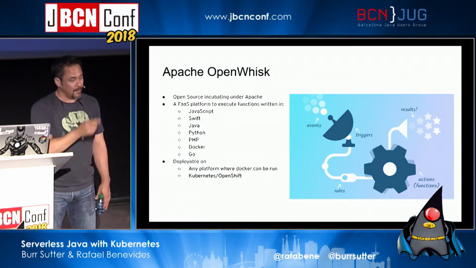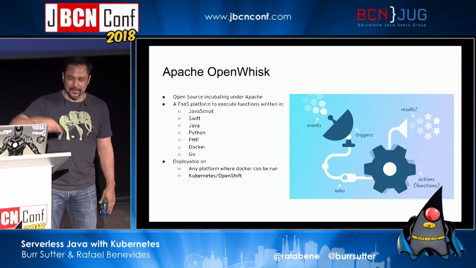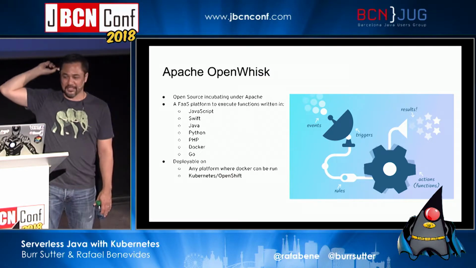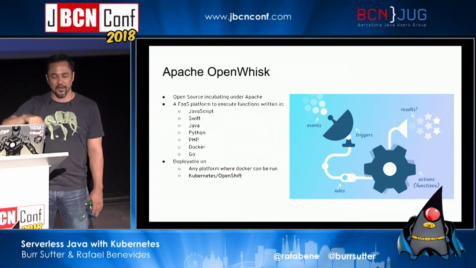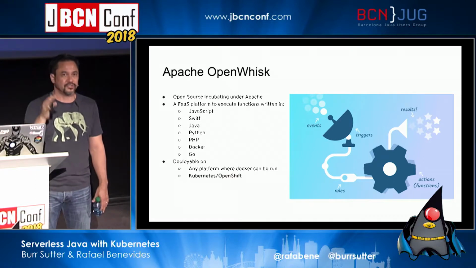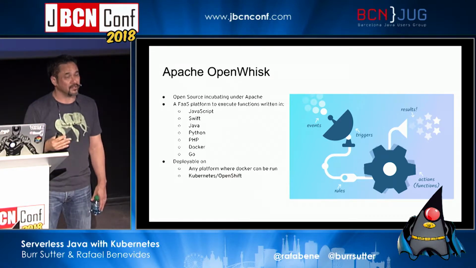Apache OpenWhisk here basically supports things like JavaScript, Swift, Java, Python. You saw Python, Java, and JavaScript earlier. You can also just use a whole Docker image to get that to fire based on the function invocation.